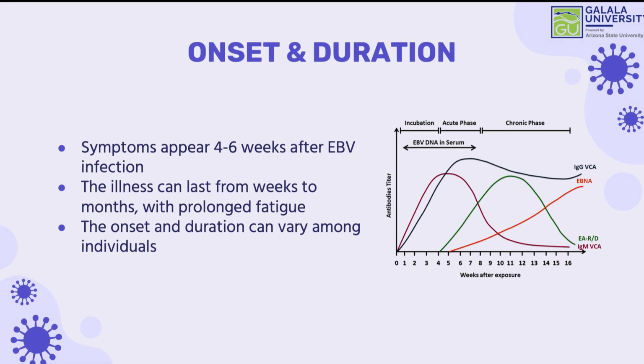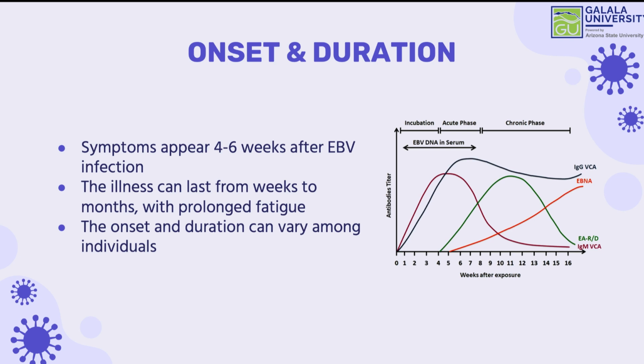The onset of symptoms in infectious mononucleosis typically occurs around 4 to 6 weeks after an individual's initial infection with the Epstein-Barr virus. During this incubation period, the virus establishes itself in the body, replicates, and initiates the host immune response. As a result, the clinical symptoms of the disease manifest within this time frame.